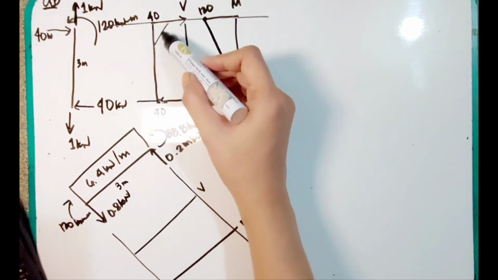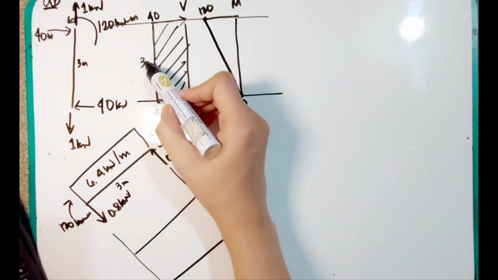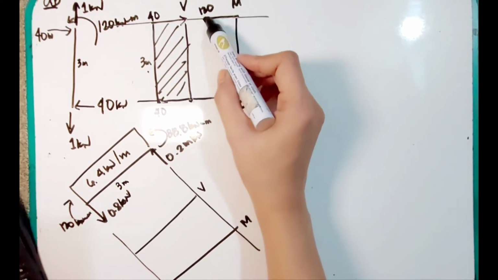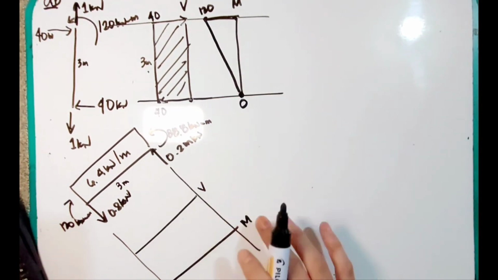This shear is the basis for getting the moment. Since this is 3 meters, 40 multiplied by 3, that is 120. So, there. And then it goes down. See, it's the same. How about here?